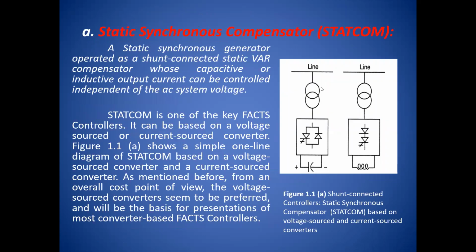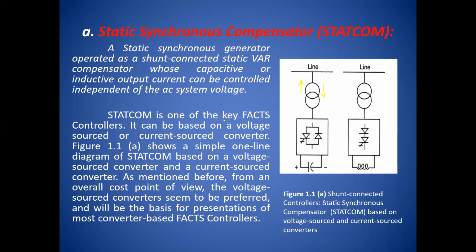Now, the static synchronous compensator. The static synchronous generator operates as a shunt connected static VAR compensator whose capacitive or inductive output current can be controlled independent of the AC system. So it is a static synchronous generator whose injected current, whether it is injecting or consuming, is independent of the system voltage. Either it may be a 132 kV transmission line or a 220 kV transmission line, but it is controlled independently. Then it is called a static synchronous generator, isn't it?